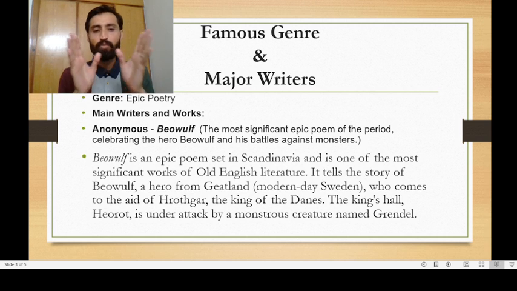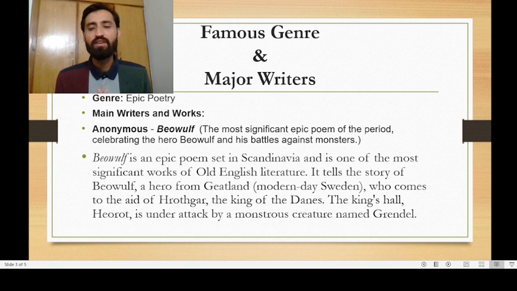Now let's talk about what the story of Beowulf was all about. Beowulf is an epic poem set in Scandinavia and is one of the most significant works of Old English literature. The writer is anonymous, and it tells the story of the hero Beowulf, the protagonist, who comes to help Hrothgar, the king of the Danes, whose hall is attacked by a monster creature named Grendel. So we can say here that Grendel is a kind of monster and Beowulf is fighting against him in order to help Hrothgar.